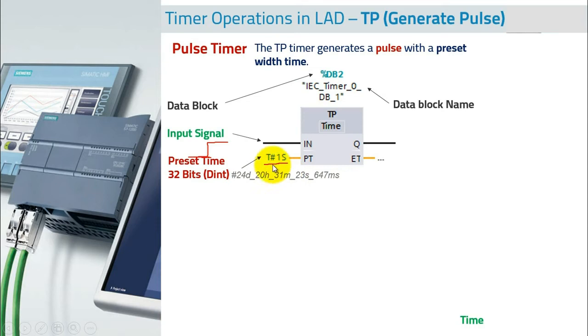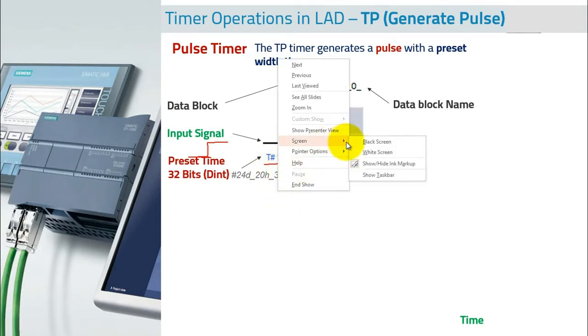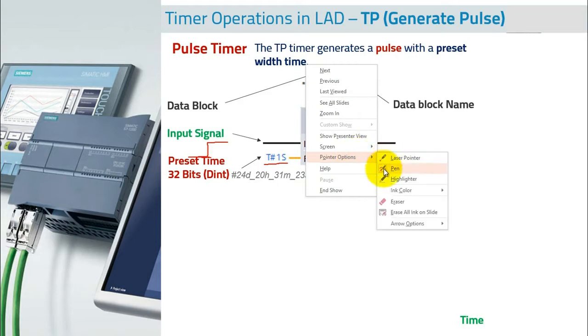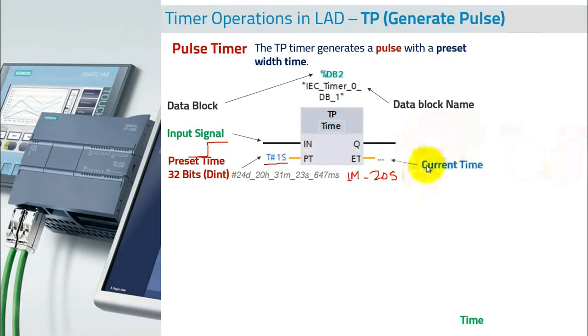Giving the time is very easy. We will see that in the example. Like if I have to give 1 second, I'll just type 1s and you will have 1 second. If you want to give a time of 1 minute, you just put 1m, it will be 1 minute. If you need 1 minute 20 seconds, you can put 1m underscore 20s. So this will give you a 1 minute 20 seconds delay. So it's pretty easy. Then you have the elapsed time.